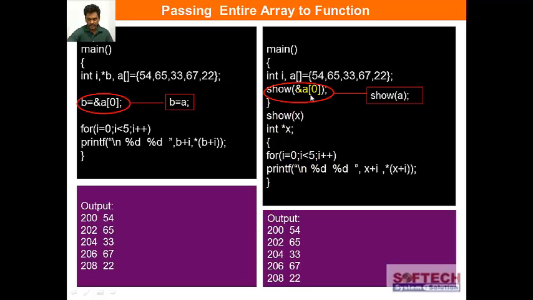In this case, the function is called only one time, and we pass the starting address. Then by increasing by 1, we can access all values from that location. So this example is passing an entire array to a function. This is possible only with call by reference. It is also one of the applications of pointers.